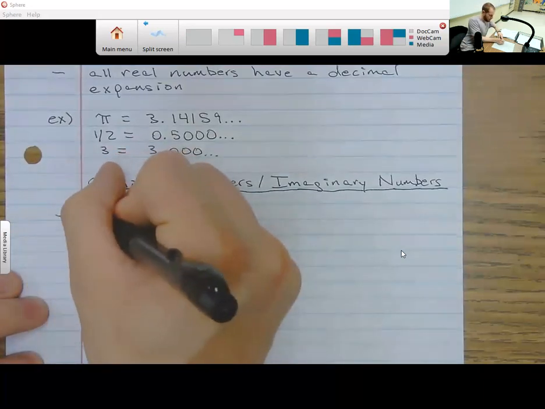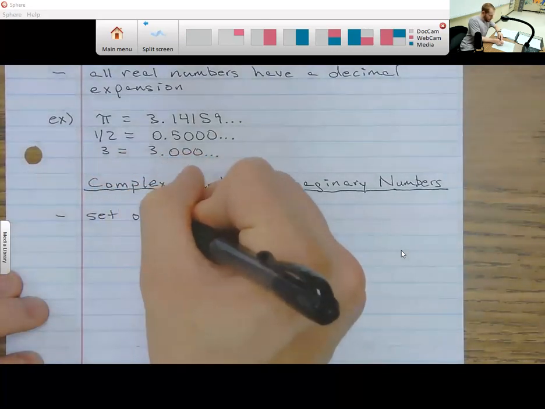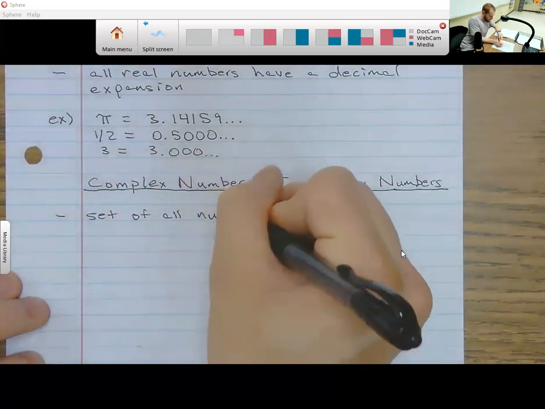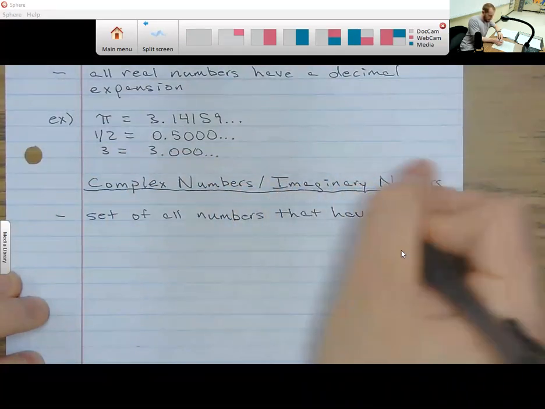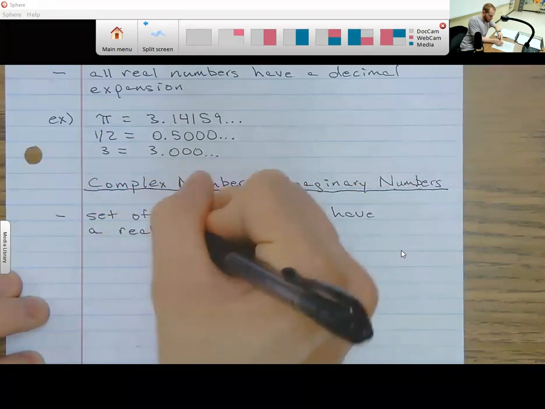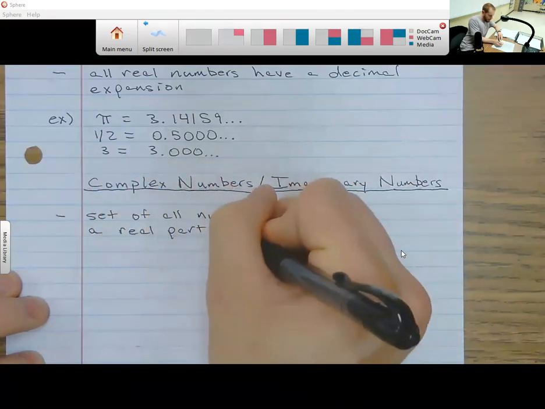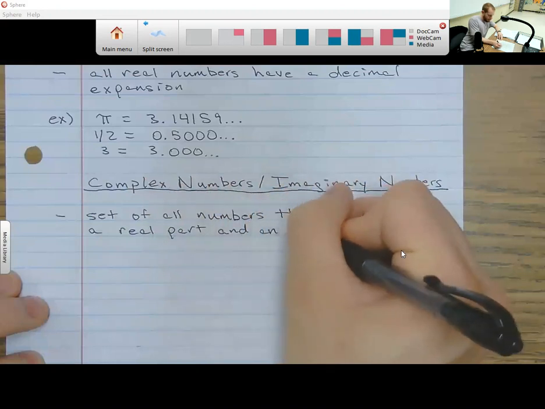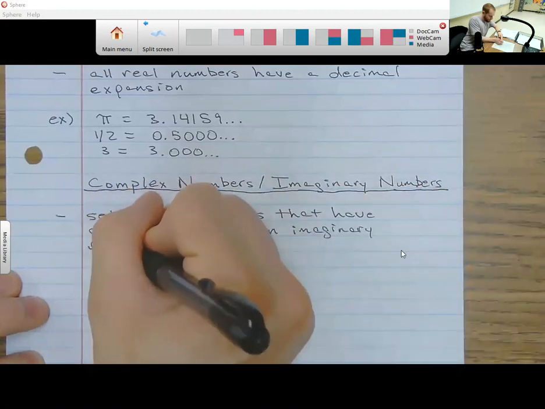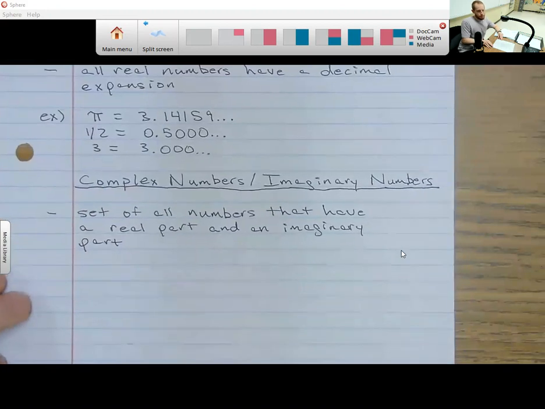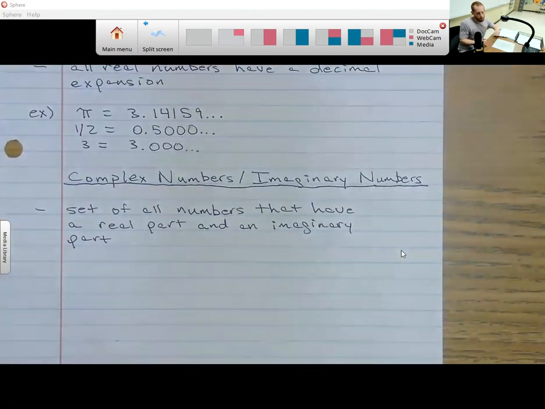What are the complex numbers? It's the set of all numbers that have a real part and an imaginary part. Okay. So these are numbers that one part is real, but the other part is imaginary. And we're going to talk about what that means in a second. Okay.